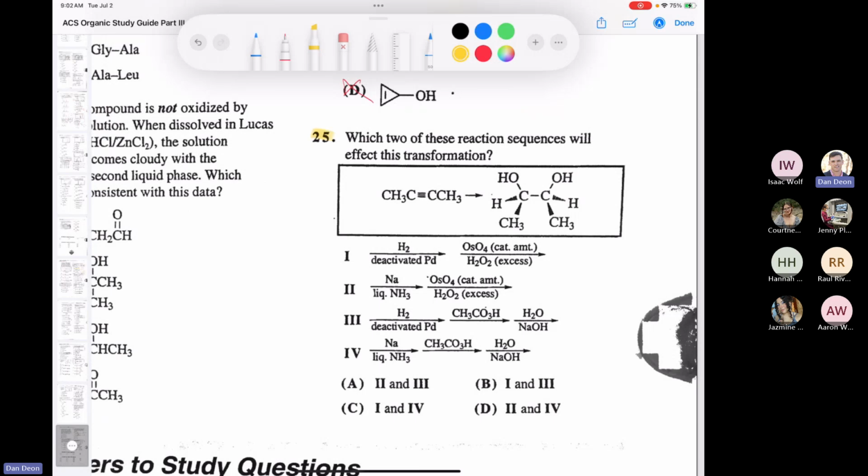Okay, 25. I like this kind of question. There aren't a ton of these on your final, but I like questions like this because it tests my students on their synthesis. So this one is question 25.